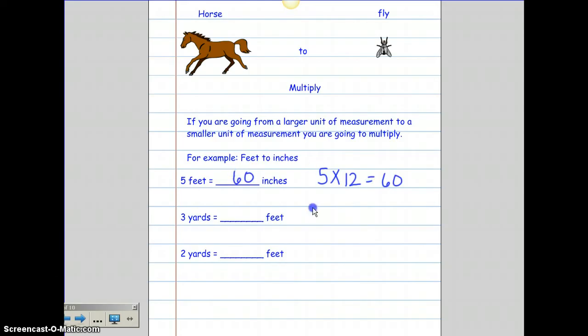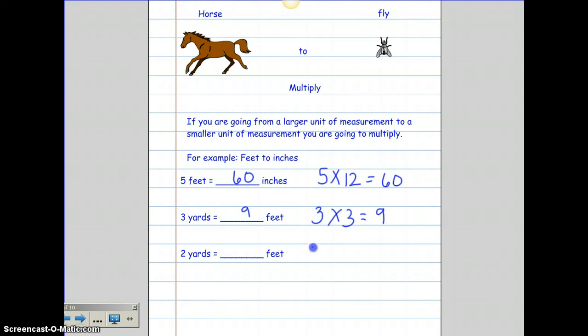Let's go on to yards. If I look here, I have 3 yards. But I know that there are 3 feet in every 1 yard. So I'm going to take the 3 yards that I have, multiply by the 3 feet in every 1 yard, and that equals 9. So there are 9 feet in 3 yards.